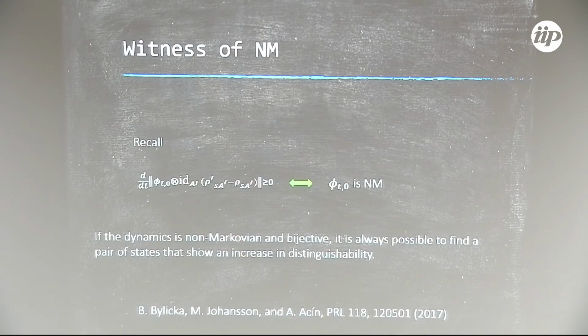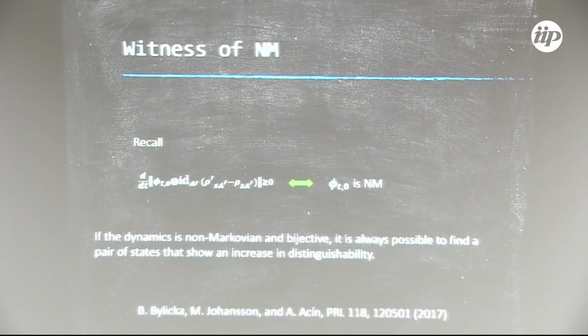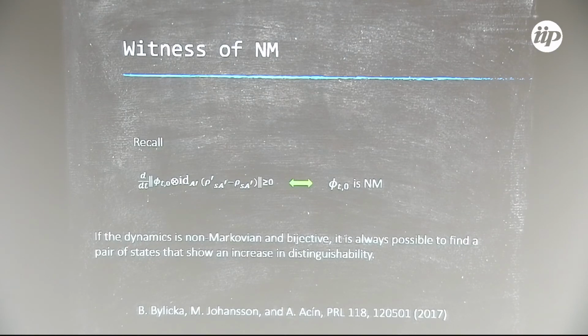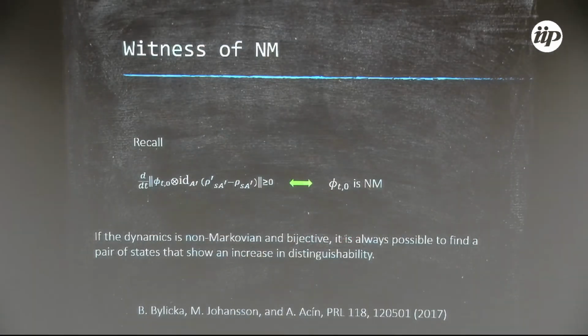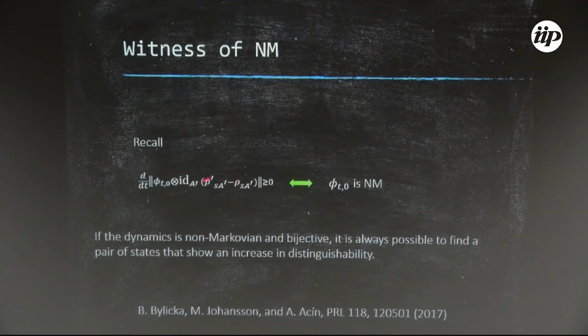And then we use another result from this paper, also by Bogdan and Max, who are together with us, and Tony. They find that if they have a non-Markovian dynamics that is bijective, which means that this dynamics has to have an inverse, which is not necessarily true for all dynamics, so we have some constraint here, they show that it's always possible to find a pair of states where this distinguishability will decrease. And they show how to construct these states.